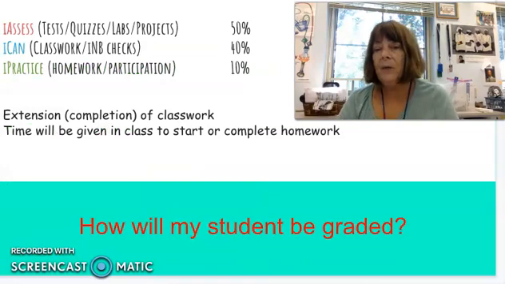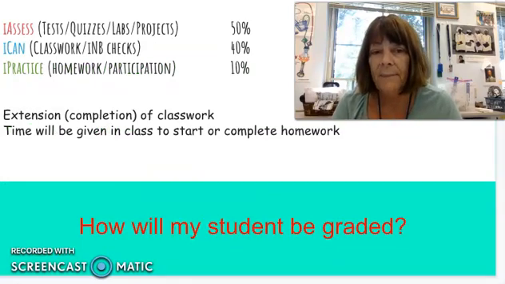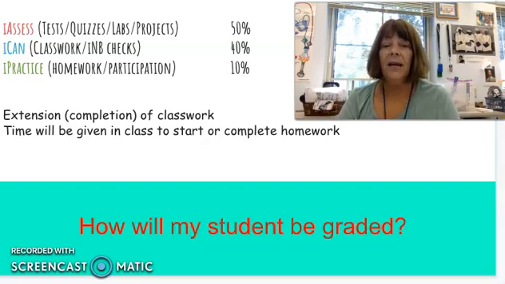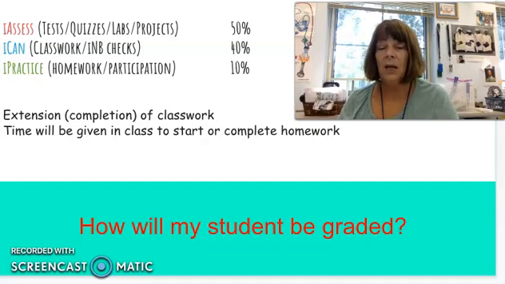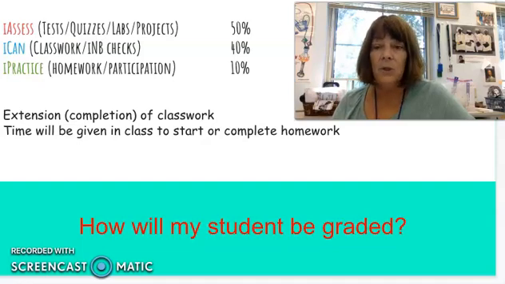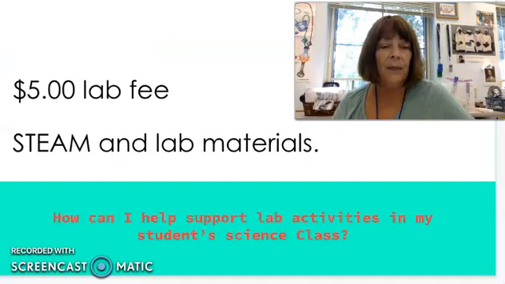Grades will be determined in the following way. I assess is 50% of the grade, and that includes tests, quizzes, labs, and projects. I can is 40% of the grade, and that includes classwork and INB checks. And then finally, I practice is homework and participation, and that is 10% of the grade. For the most part, homework will be an extension of classwork, but on occasion, if we're working on a big project, then students will have some regular homework to do.